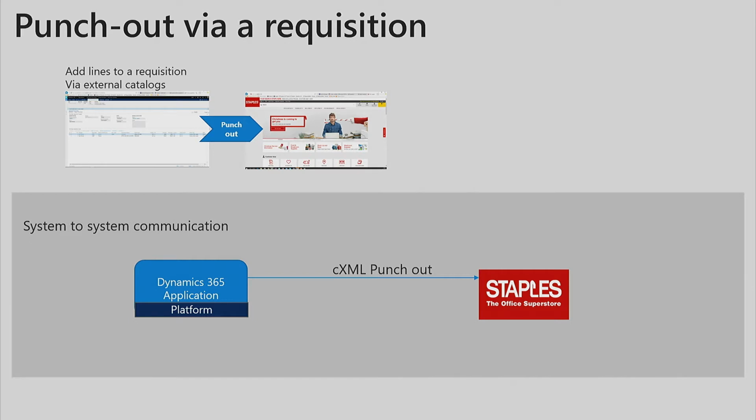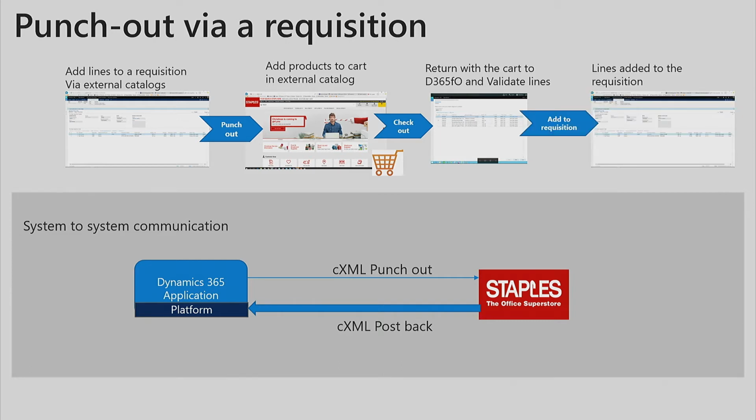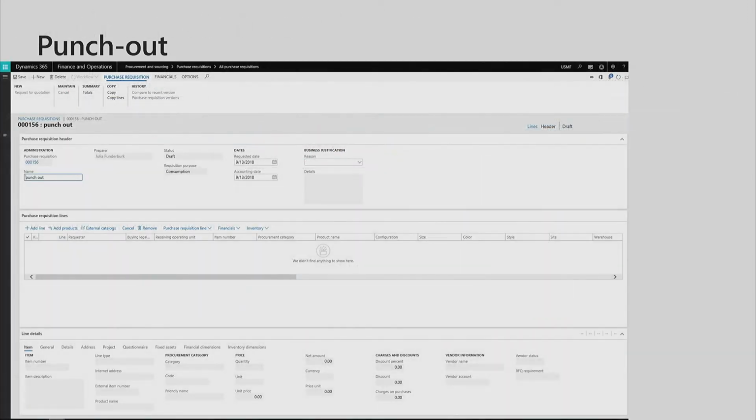You punch out to this catalog, do your shopping there, pick the items, and check out from the catalog. When you return, you have a post-back cXML message with all the information about the items. We have some possibilities of setting up the protocol with extra values, depending on the requirements of your vendor. At the end, the products and prices are added to the requisition.